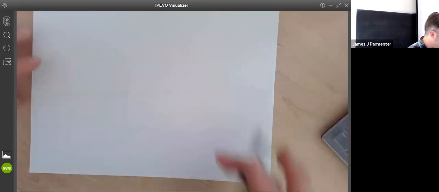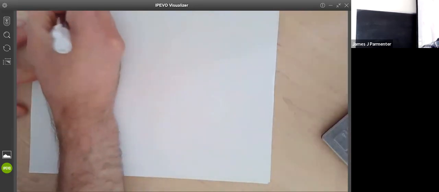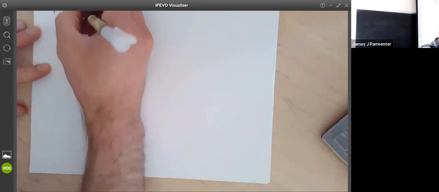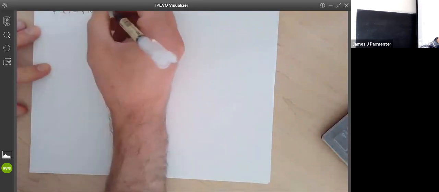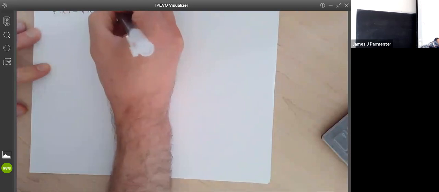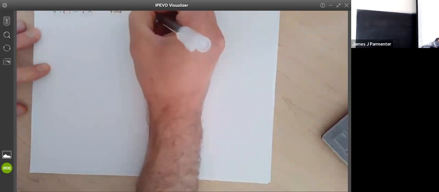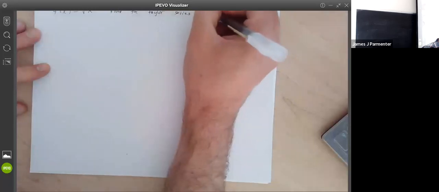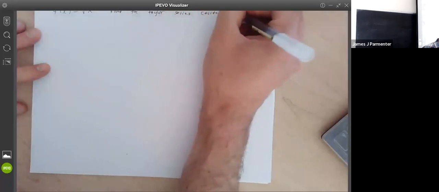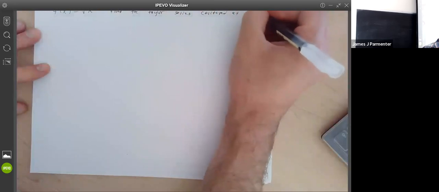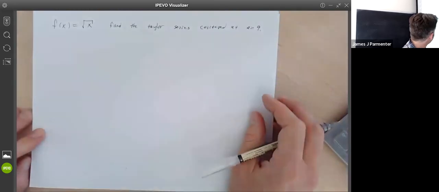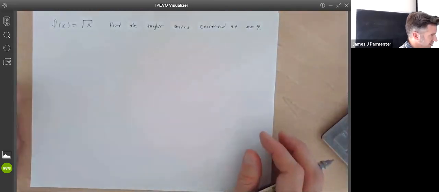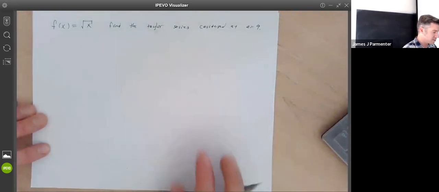So let's talk about this next function. Let's say we have f of x equal to the square root of x, and we want to find the Taylor series centered at a equal to 9. This one is going to be a little bit strange.